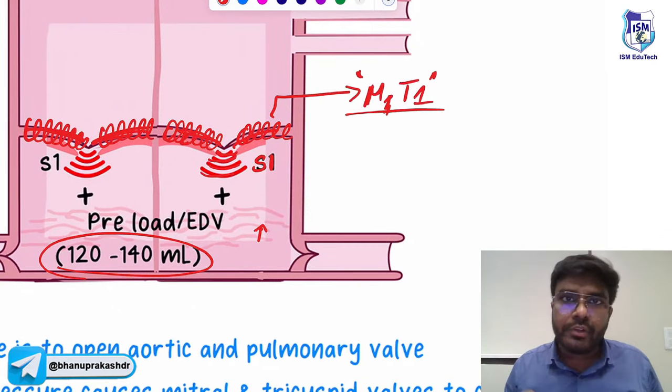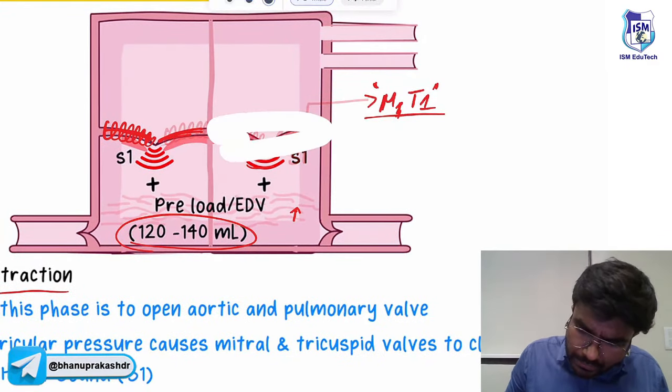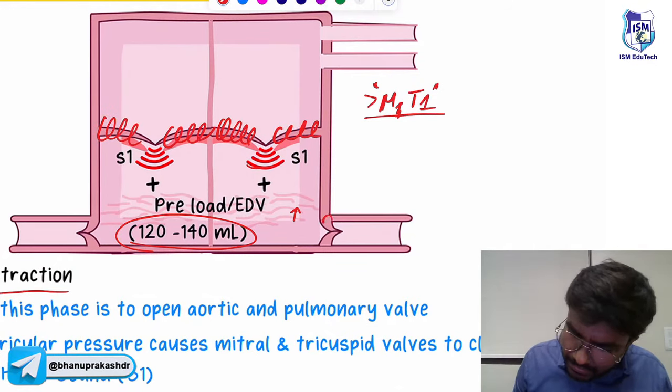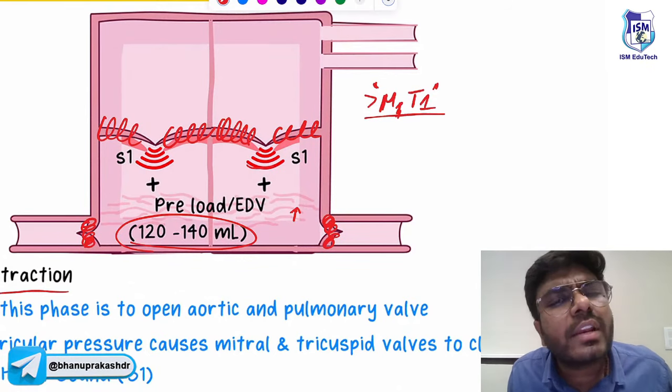So now you tell me, guys. Here, these valves are closed. The mitral valve is closed. The tricuspid valve is closed. And here, the aortic valve is also in a closed state. The pulmonic valve is also in a closed state. All valves are in a closed state.